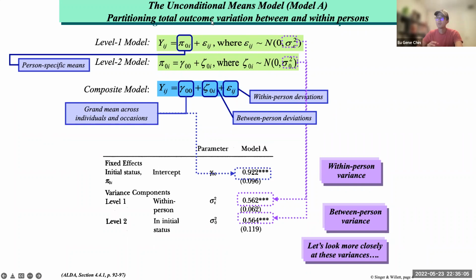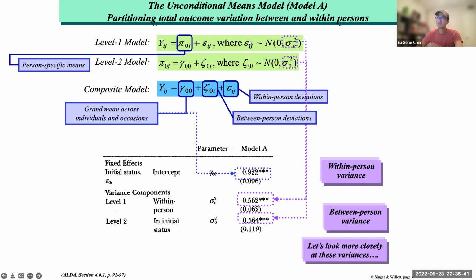The reason why we fit this unconditional means model is to really have a better understanding of how the variance partition operates. So let's see if we can have another go at this. The true mean of y for individual i is pi subscript 0i, right? So that's the estimated true mean of y for every individual. It is pi subscript 0i, and then you have the epsilon ij in order to allow each person to have their individual variation.